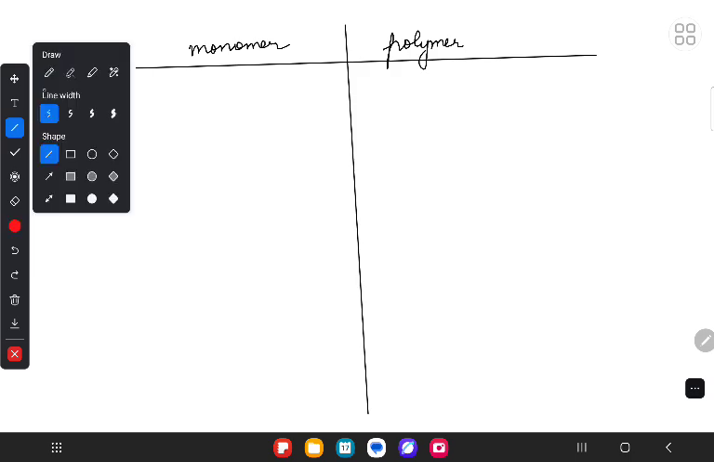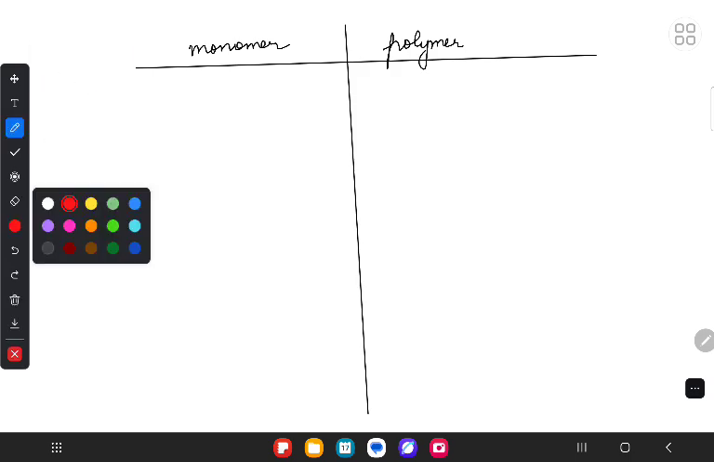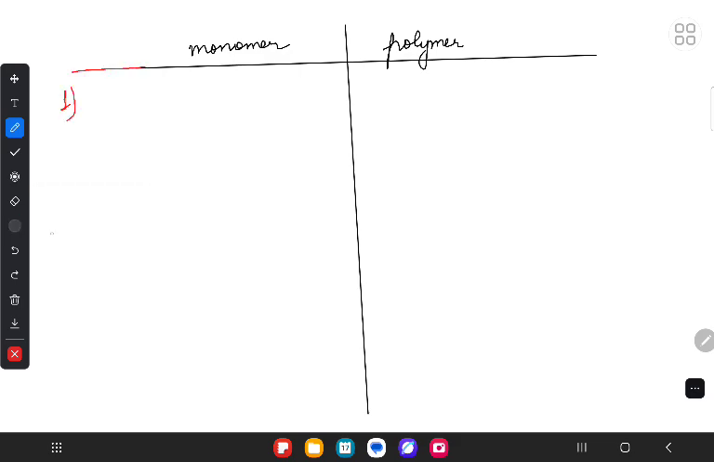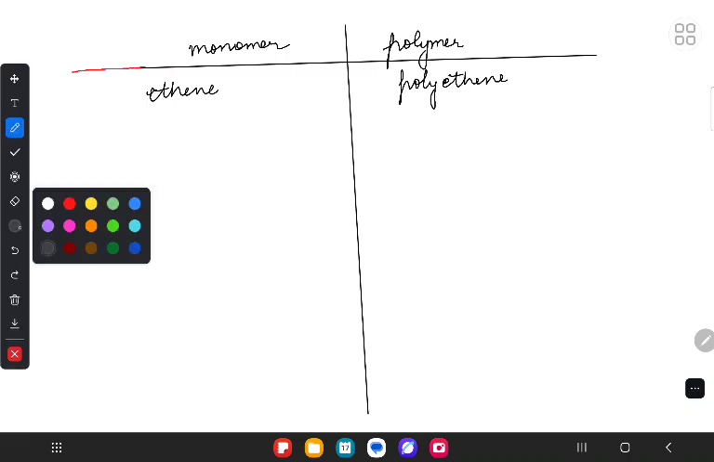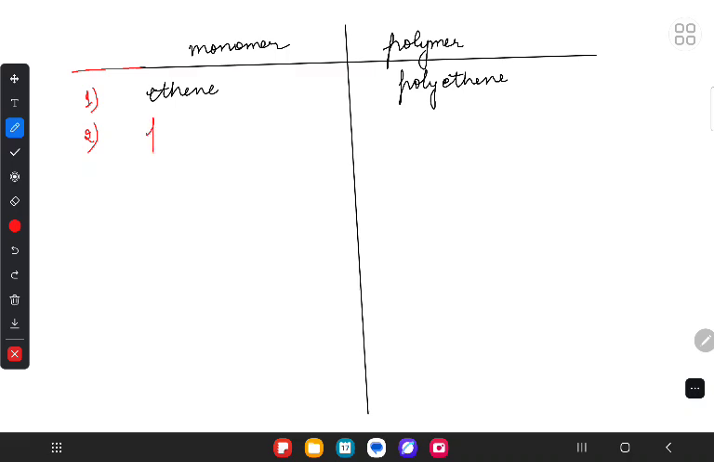The first part that we have is the monomer, right? So the monomer is ethene. When ethene joins multiple times, we get polythene. Second is propene, so we'll have polypropylene. All you have to do is prefix every polymer's name with poly, because poly means many, and that becomes the name of the polymer. Are we understanding?